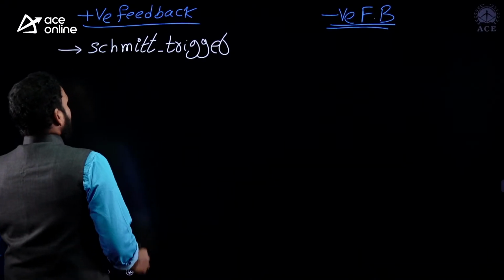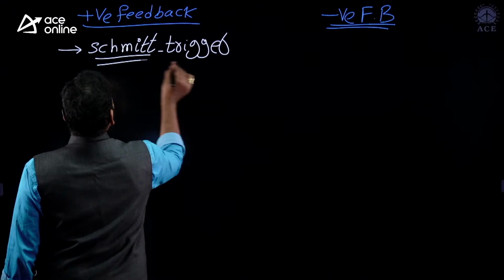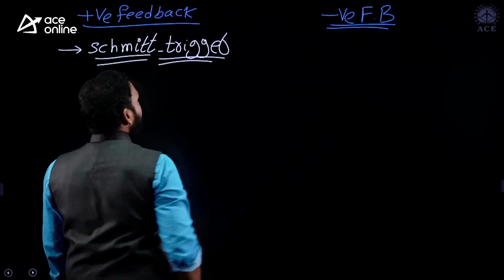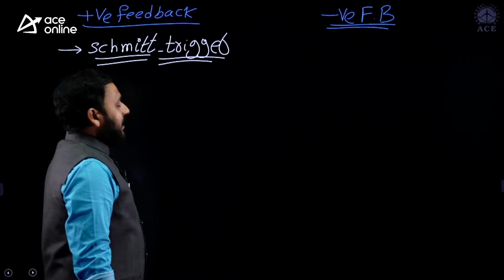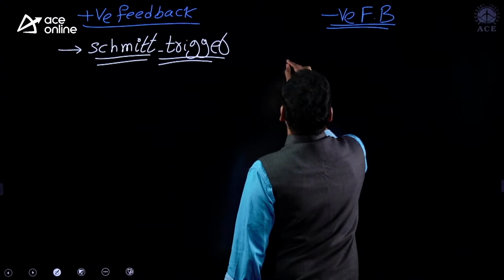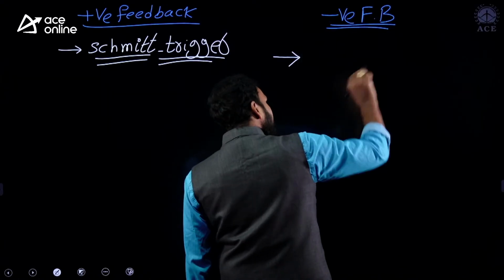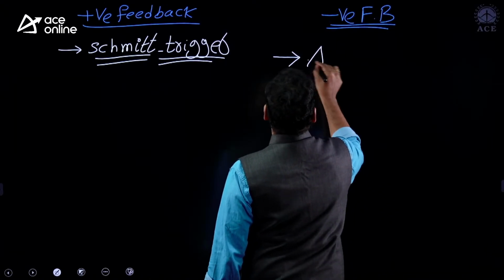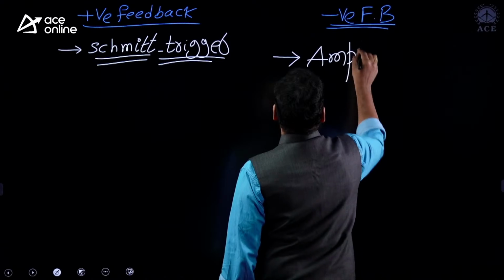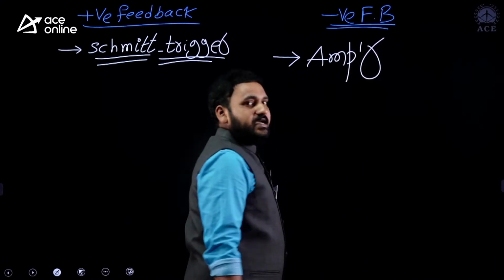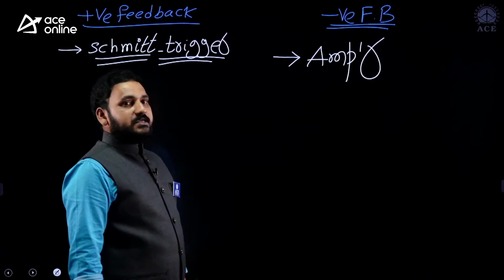Okay? So in the Schmitt trigger, we are using the positive feedback. And the negative feedback we use in the negative feedback configuration, where the op amp can be used as an amplifier. This is enough. Once you design an amplifier, you can find different applications for that.